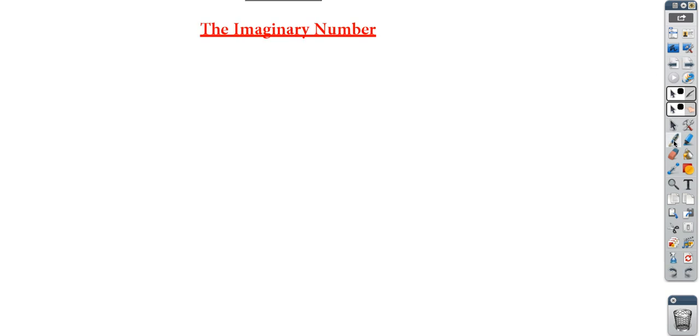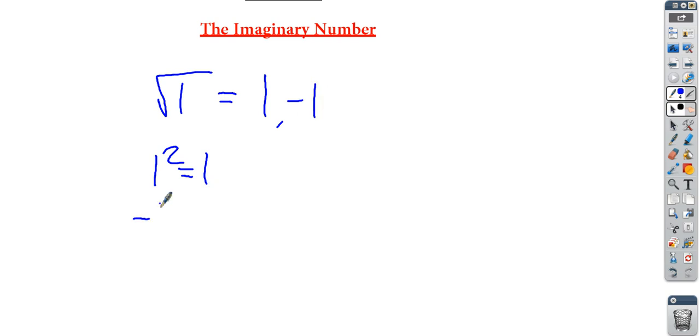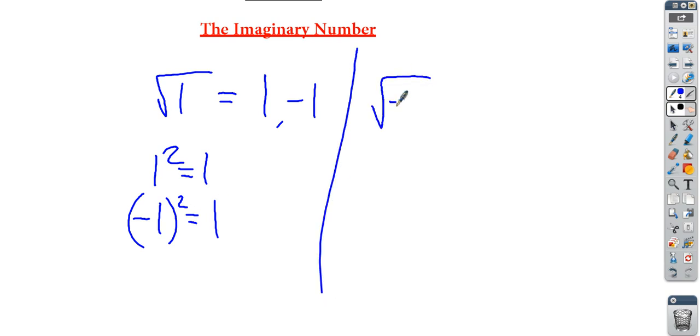First of all, the imaginary number is this right here. So if I said, for example, what is the square root of 1, you would probably be able to tell me that 1 is the answer. 1 times 1, 1 squared equals 1. There's actually another answer, though. You could also say that negative 1 is the square root, because if you square negative 1, negative 1 times negative 1 is also 1.